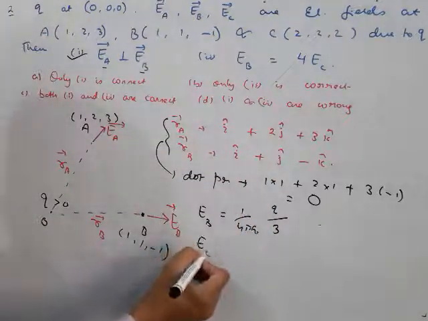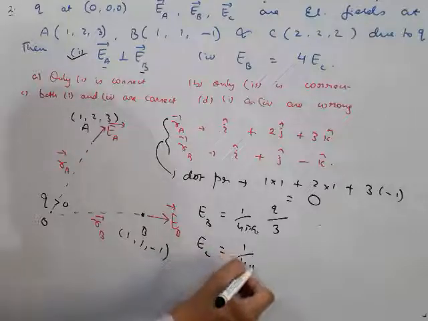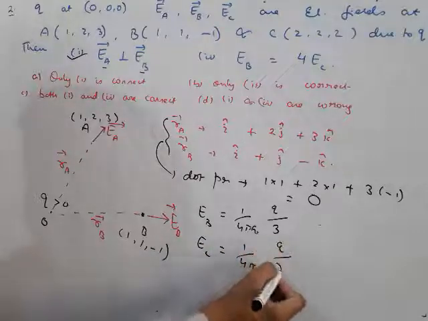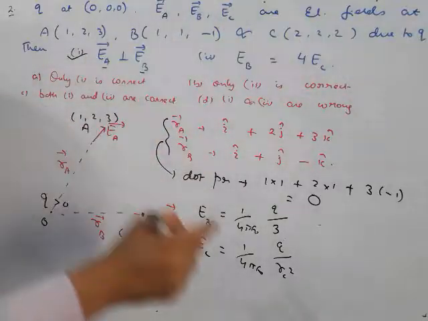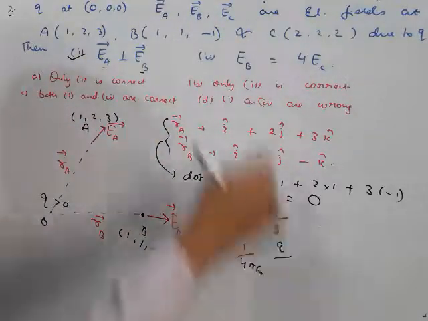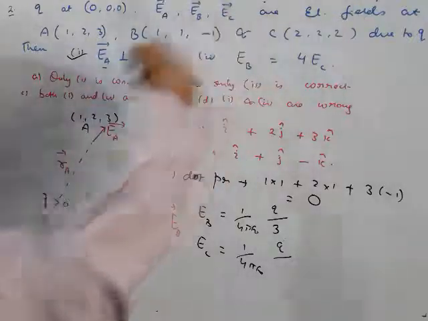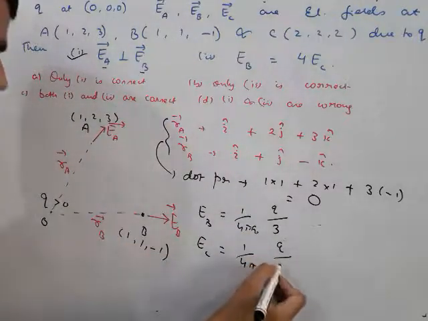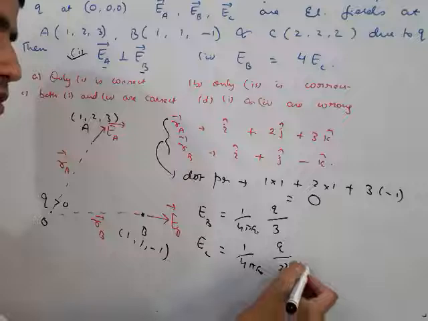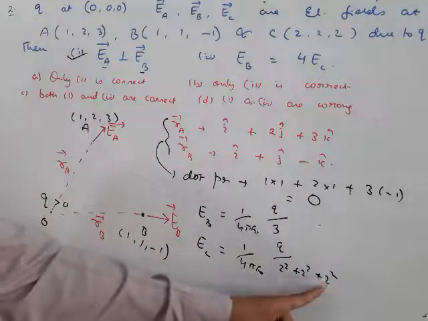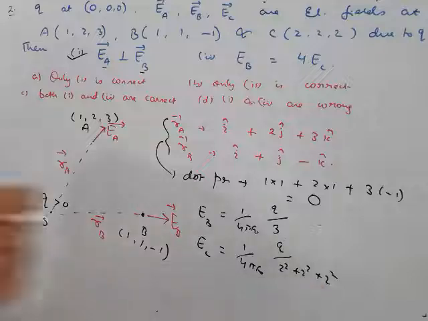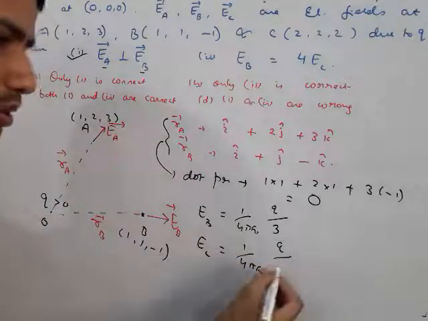Likewise, EC will be 1 by 4 pi epsilon naught Q upon RC square. Now what is point C? You can see 2, 2, 2. So RC square will be 2 minus 0, 2 minus 0, 2 minus 0 squares. So it becomes 2 square plus 2 square plus 2 square. How much will be this? 4 plus 4 plus 4. That is 12. So this becomes 12.